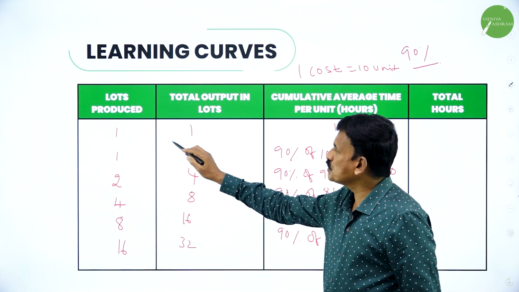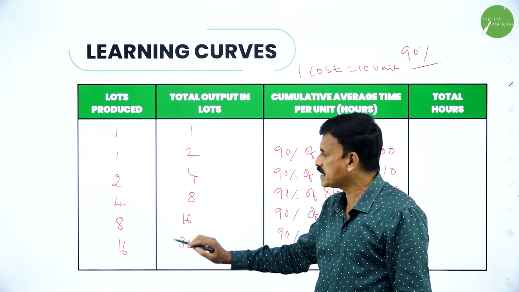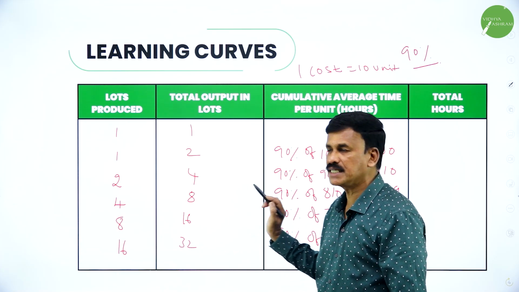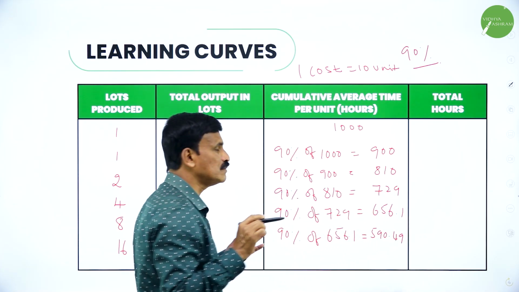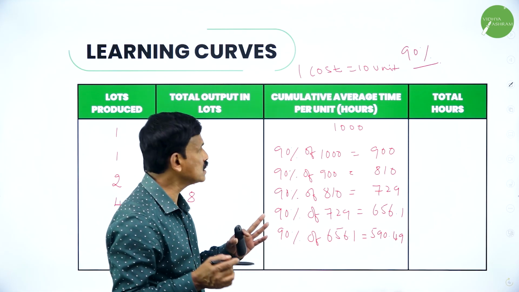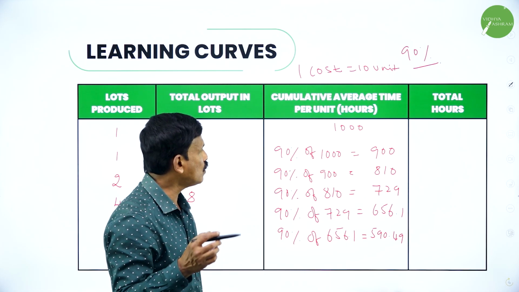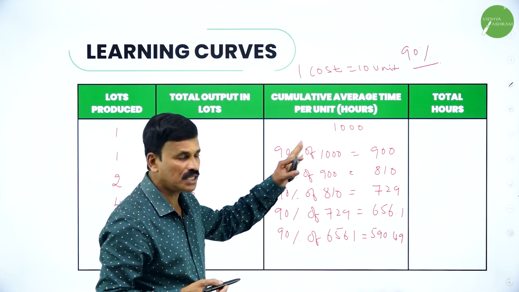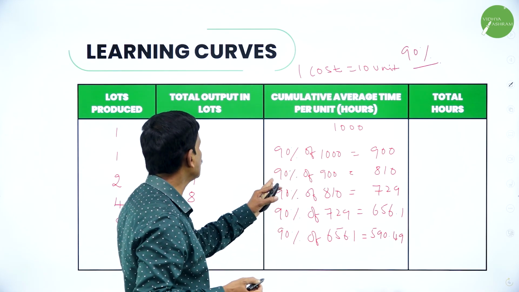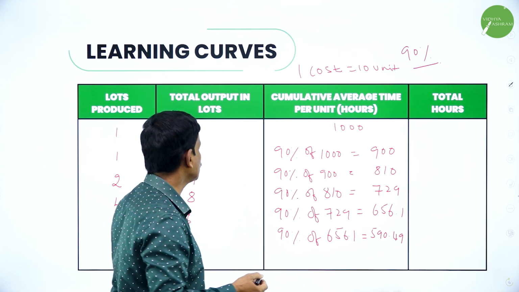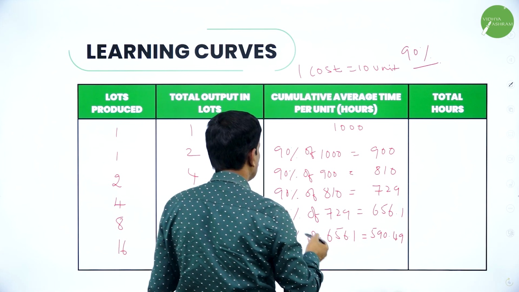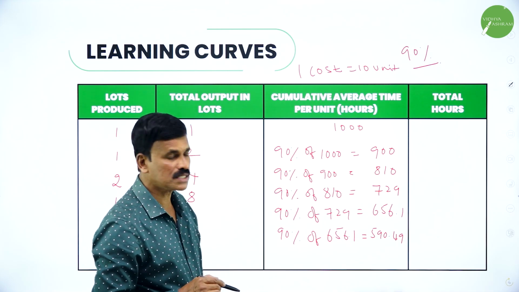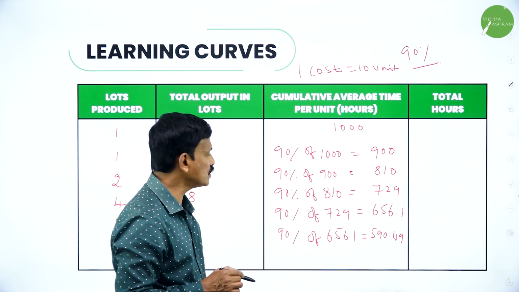First write down the lots produced: 1, 1, then 2, 4, 8 and 16. The total outputs in lots are 1, 2, 4, 8, 16 and 32. Now cumulative average time per unit, that is the number of hours. So first it is 1000. 90% of 1000 is 900. Again 90% of 900 is 810. Similarly 90% of 810 is 729. 90% of 729 is 656.1, and 90% of 656.1 is 590.49.